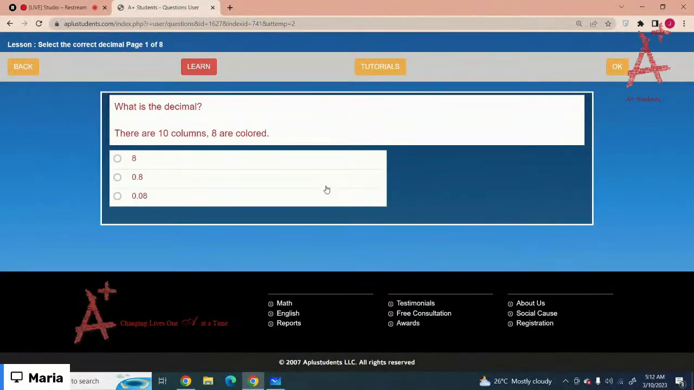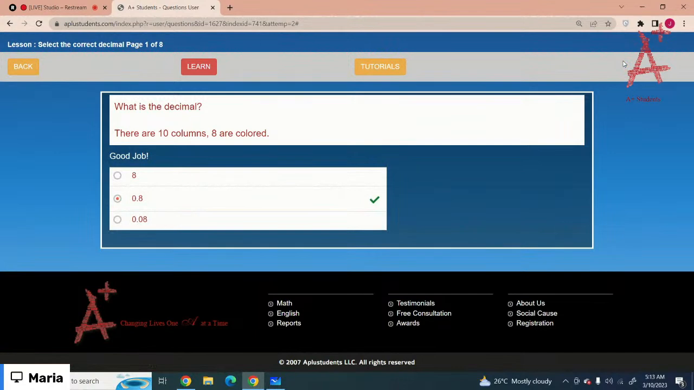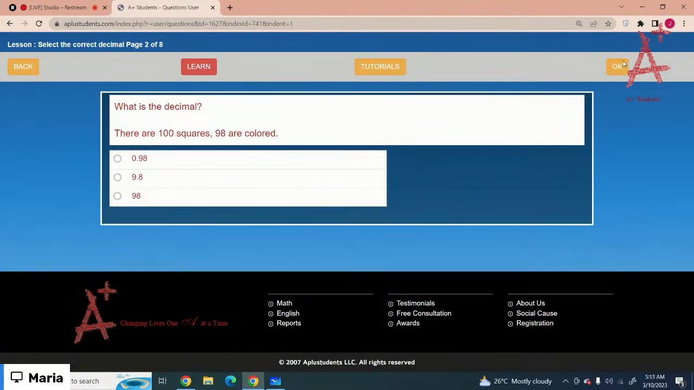Okay, what is the decimal? There are 10 columns, 8 out of 10 are colored. So it would be 0.8. Got it? 0.8, because just 8 of them are colored out of 10, so it would be 8 over 10 or 0.8. Got it? Okay, there are 100 squares. Because you have 100 squares, that means you have two decimal places. 98 are colored, so which is the correct option?